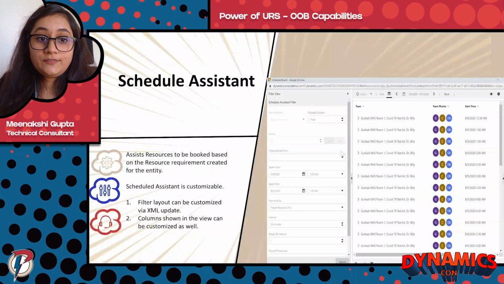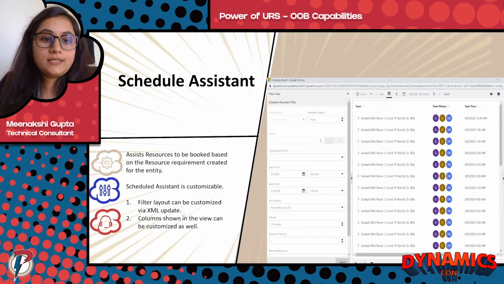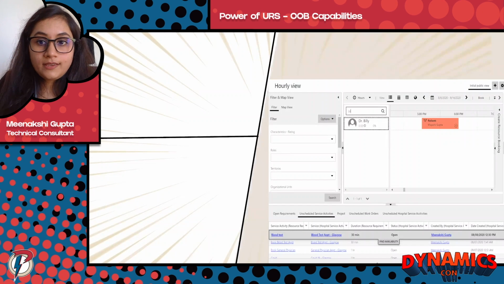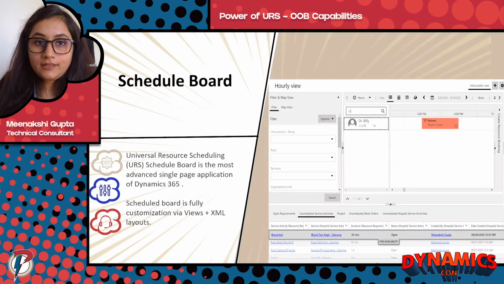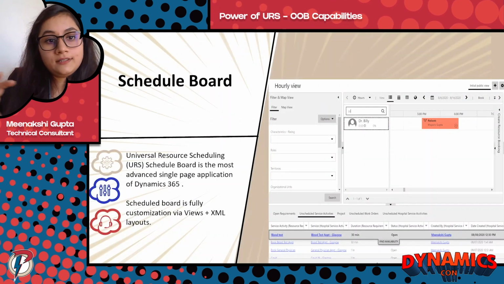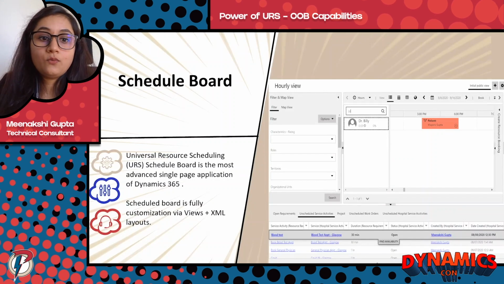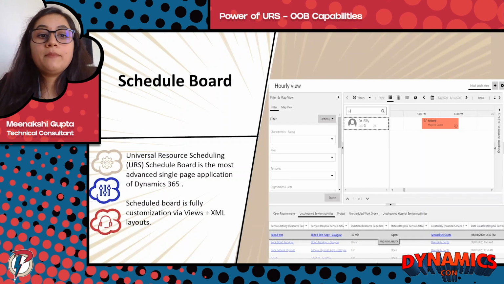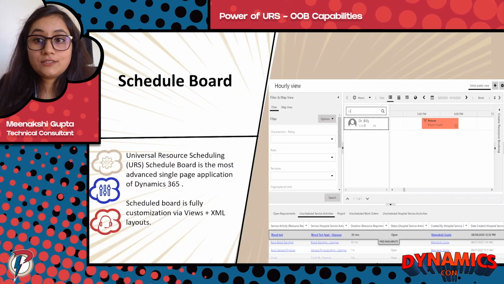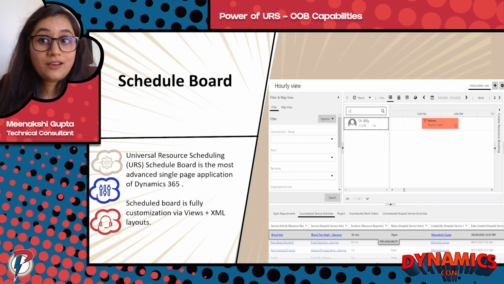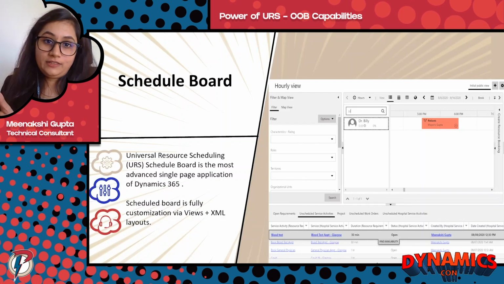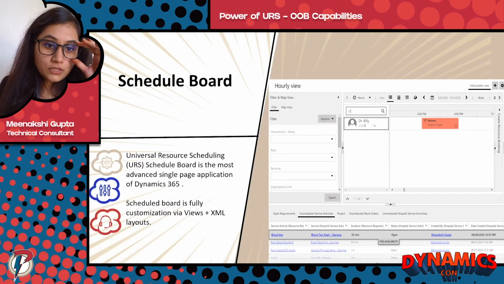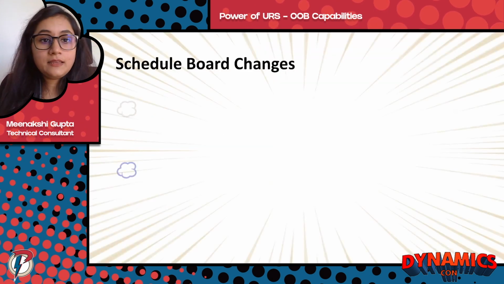Schedule assistant, as we have seen, assists us, and it is all customizable via the views and the XML. I'll just show you quickly where the XML lies to update the filter layouts and everything. Schedule board is just a single application to see everything, and it's again the same as the assistant, but this is more a kind of view where you have everything. Assistant is just to assess what all resources are available. Schedule board is fully customizable via views and XML, same thing.